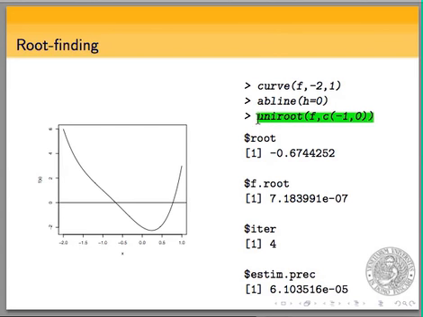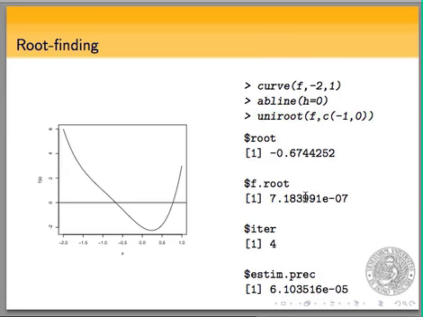And there is a theorem stating that in this case, I am sure that there must be a solution within the interval. Once I have that, I can just type uniroot f, comma, the interval, and I will get an approximation, a very good approximation of the root, which in this case is -0.67. I can see some other information here.